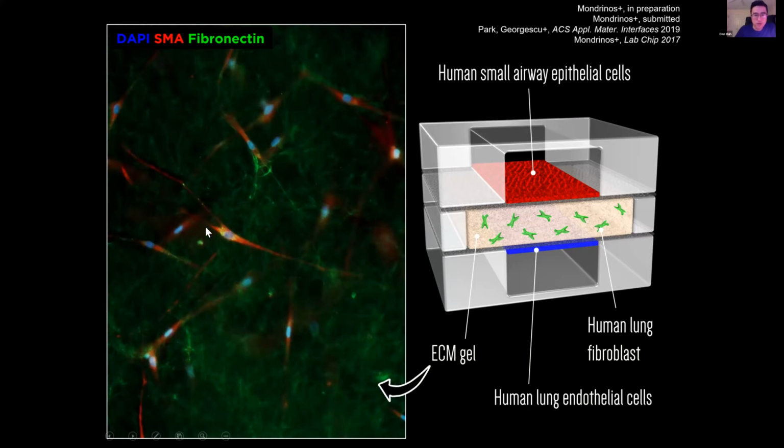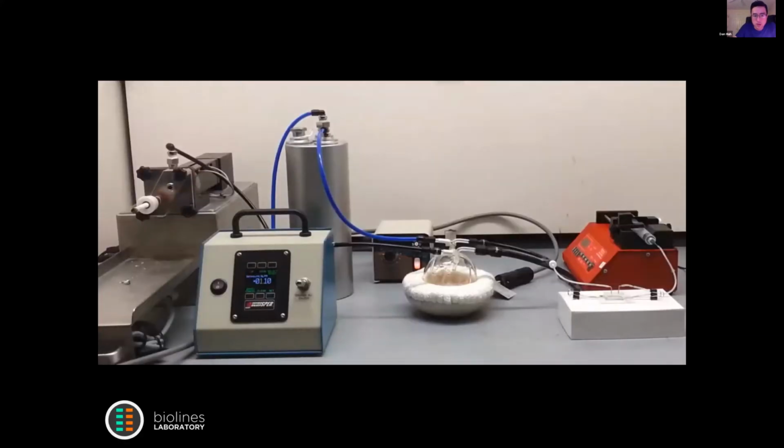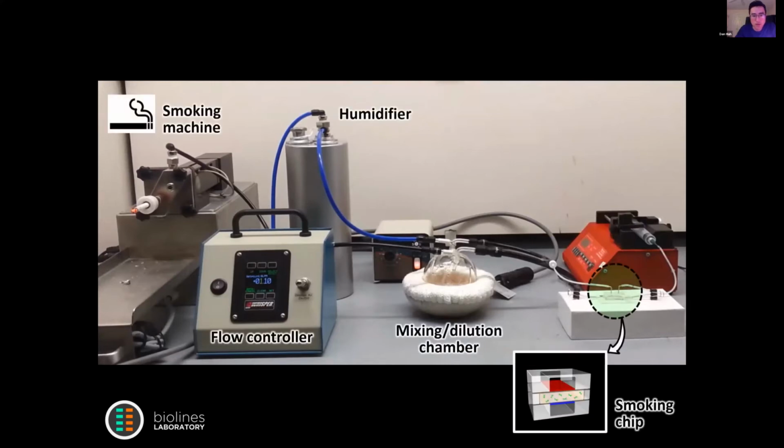So these are fibroblasts growing in this hydrogel. Over time, they start laying down their own ECM, in this case, fibronectin. The starting material is collagen, but we see fibronectin deposition over time. And we use this system to deliver cigarette smoke to the chip. We use an off-the-shelf cigarette smoking machine that generates mainstream cigarette smoke, which is then humidified and diluted more than 96%, and it gets delivered to the smoking chip.